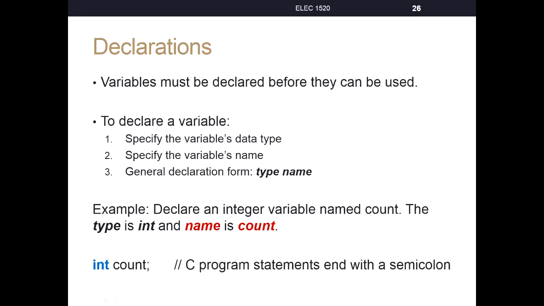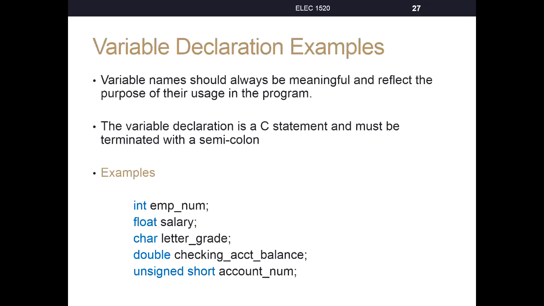So here's the data type, follows this form of type, and then the name of the variable is count. And then at the end of our declaration, we have a semicolon, because C programming statements end with a semicolon. And that's what this comment is here to remind you of. Well, that's declaring a variable, giving it a type and then a name.